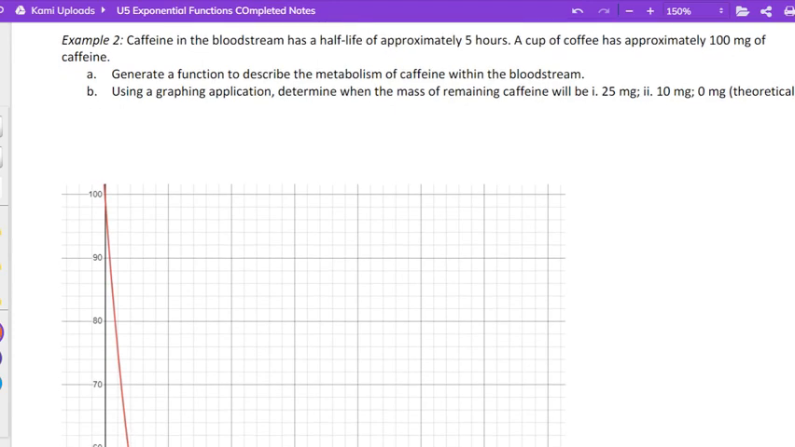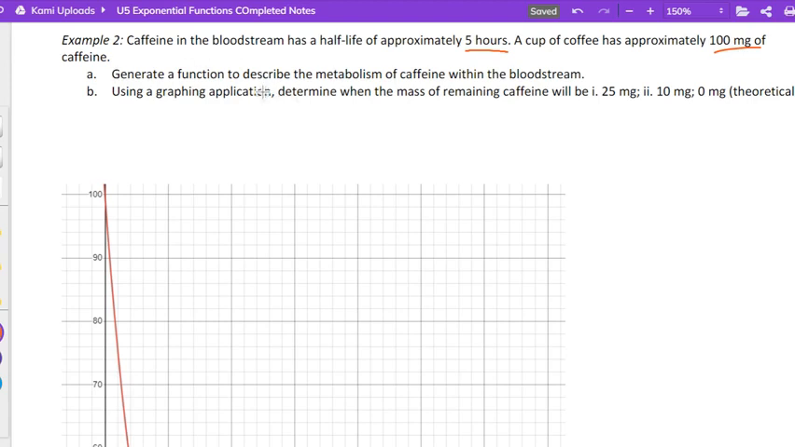So, caffeine is a drug. I am drinking coffee. It has caffeine. What does it do? It makes me a bit more awake. But at the end of the day, all that caffeine has left my body, right? And caffeine has a half-life of approximately 5 hours. A cup of coffee has approximately 100 milligrams of caffeine.